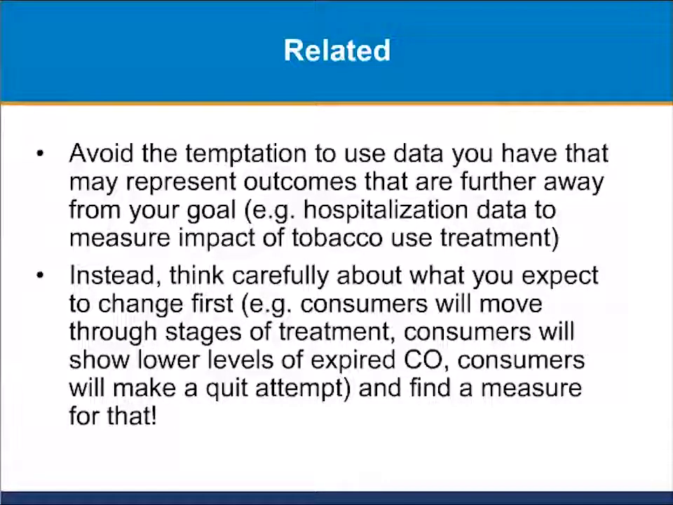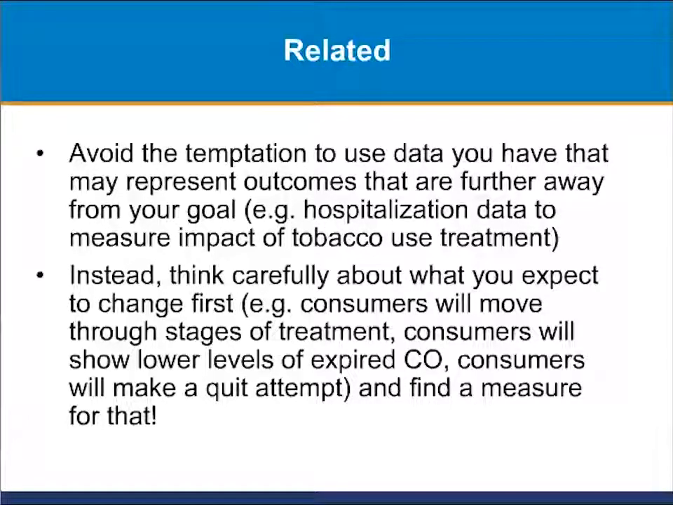So the final piece of choosing a measure is whether it's related. I think there's always a temptation to use data that you already have that might represent outcomes that are further away from your goal. For example, you can imagine that people who reduce their tobacco use may have decreased ER visits or hospitalizations due to some of the health conditions that can be brought on by tobacco use. However, that's so far down the line from the changes you're likely to be trying to make right now that you may not actually see any impact in hospitalizations for 6 months, a year, even longer after you try to implement a change. So it's very tempting to use data because it's doable, like we talked about before, but you'll want to really think carefully about what you expect to change first.